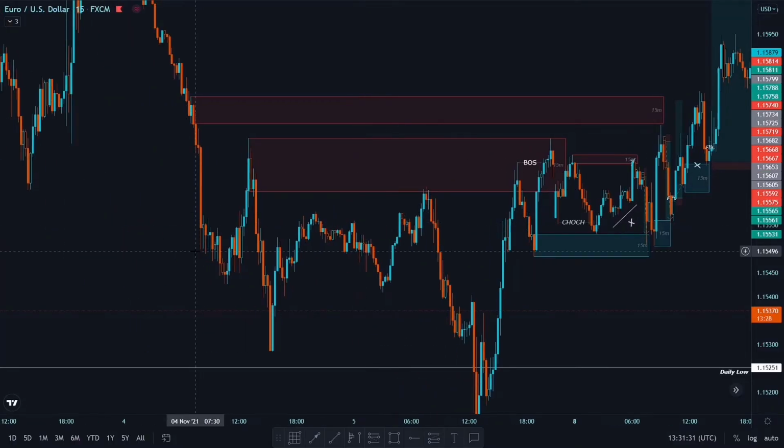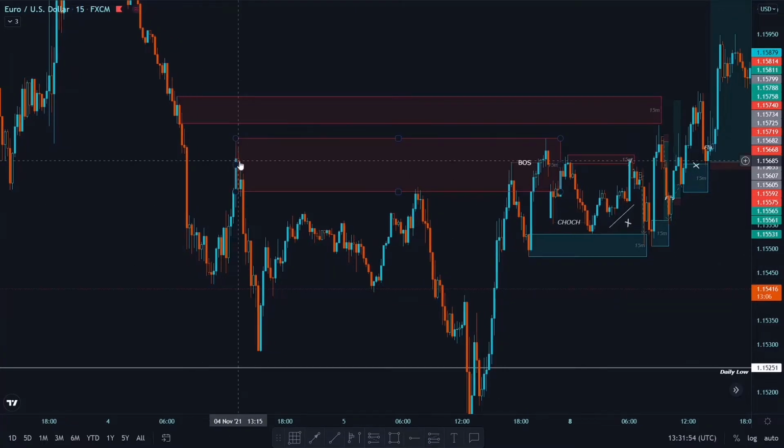Alright, so let's start with the 15-minute point of interest. Okay, we get a break of structure here and the break of structure came from this candle. So I took this candle and marked my 15-minute point of interest here. Also we get another break of structure to the downside here. That's why I took this candle and marked my 15-minute point of interest here. Also we got another BOS here, so I took this candle and marked my point of interest here.